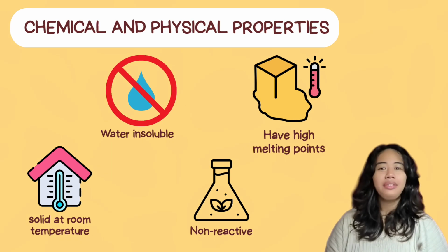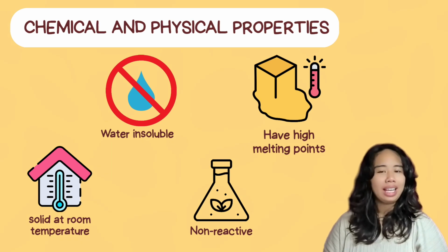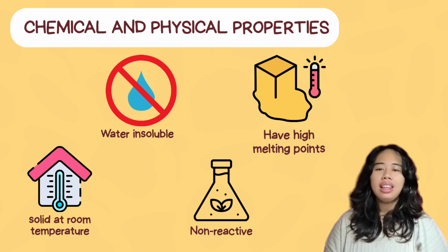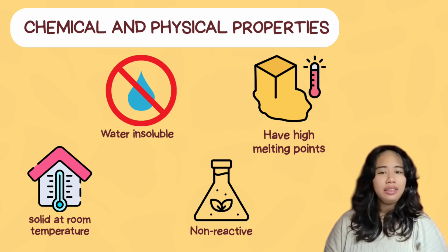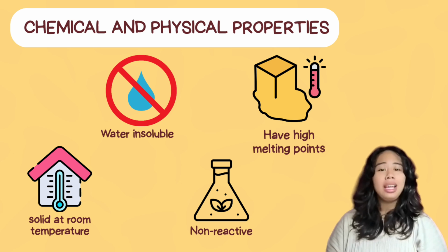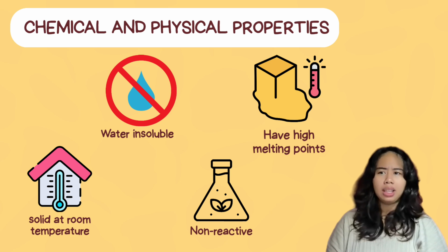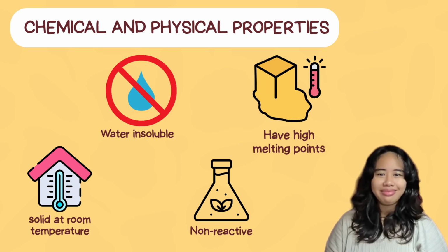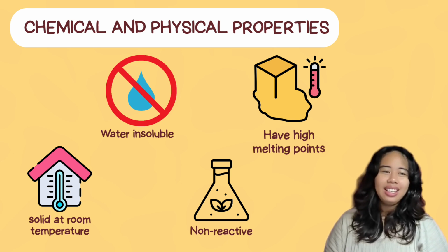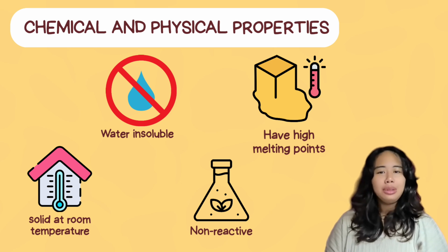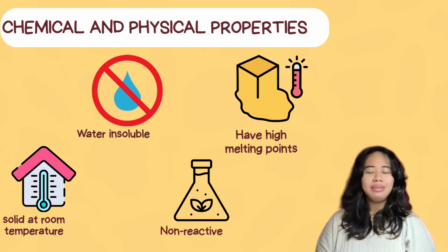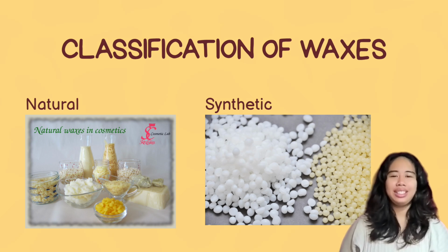Next we have the physical and chemical properties of waxes. First up, waxes are water insoluble, meaning that they repel water. Aside from that, they are solid at room temperature with high melting points. They are also non-reactive, meaning that they are chemically stable. Can you think of a reason why these properties are important in nature? One of the answers is to prevent water loss, among many things. Let's continue with the classifications of waxes.